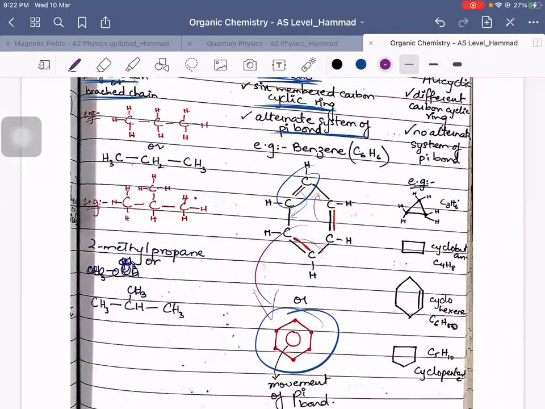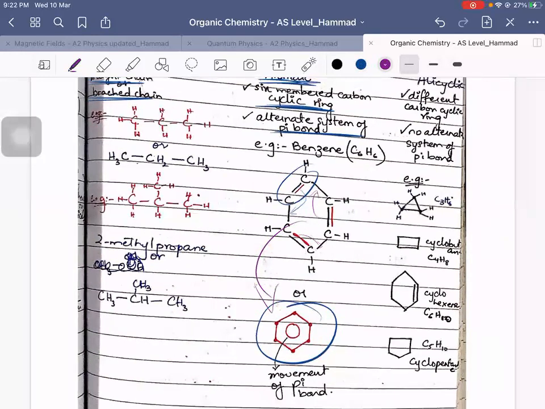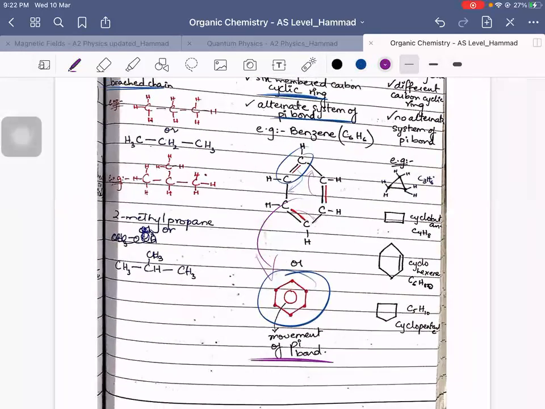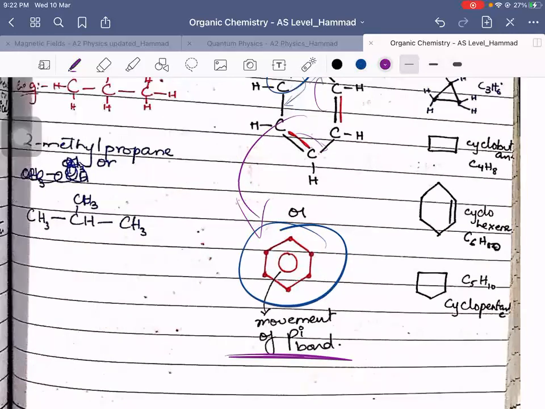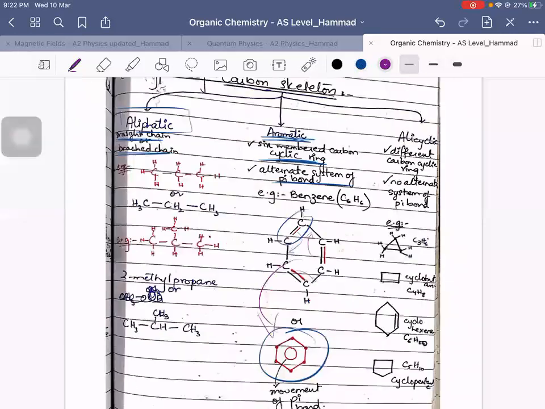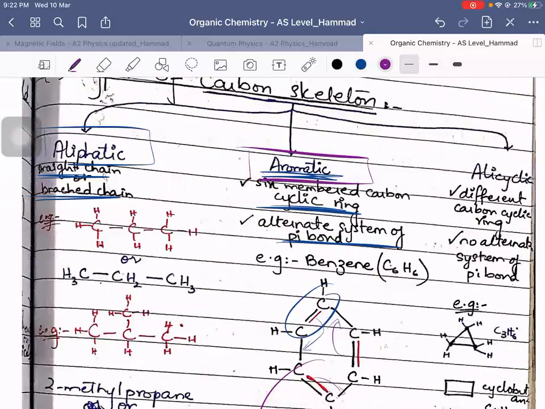In a double bond, the first bond is a sigma bond, the second is a pi bond. So it is the second bond or the pi bond which keeps rotating, and that is what's called the movement of pi bond. Right? There is a movement of the bond which is called a resonating bond or a charge resonance process. These are aromatic compounds. These are a part of the A2 course and not the AS course.